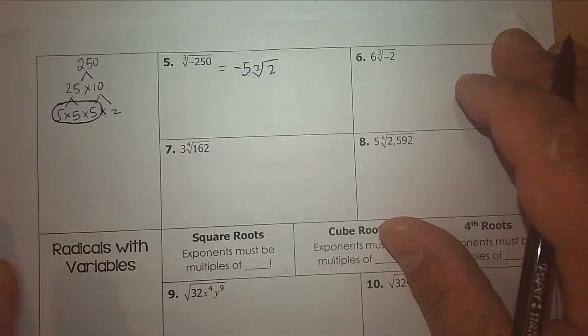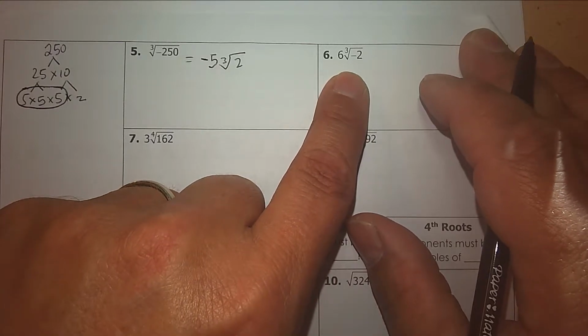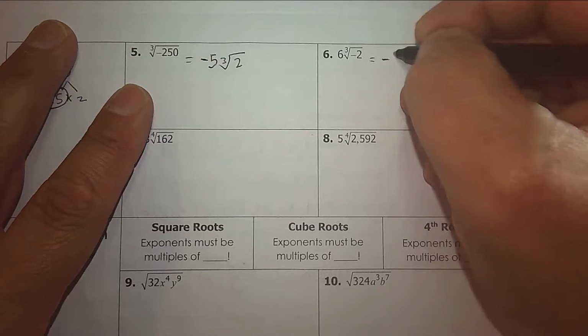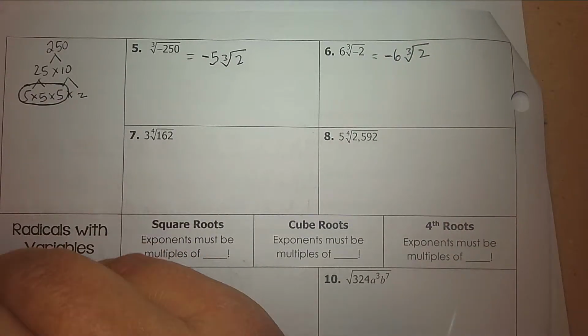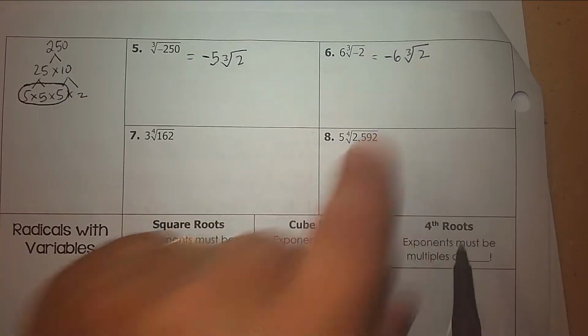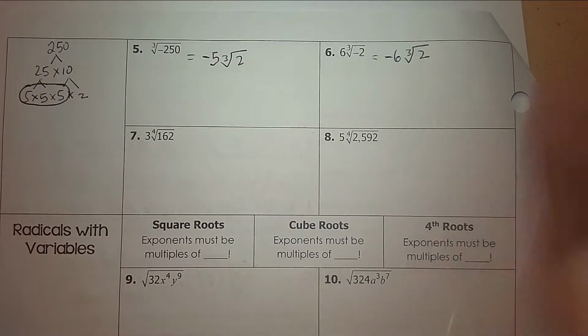Okay, 6 is obviously a small number. What can I do with this one? The only thing that can come out is actually the negative. The cube root of 2 is prime. There's no way to break that number down. So the negative inside can come outside, because negative 1 times negative 1 times negative 1, that's it. The 2 stays behind.